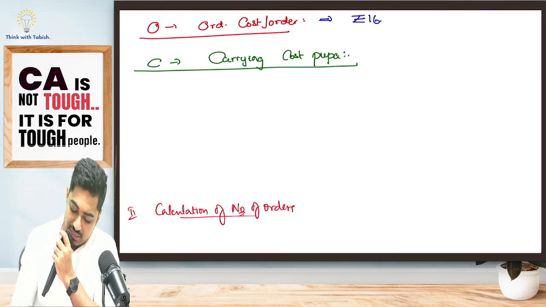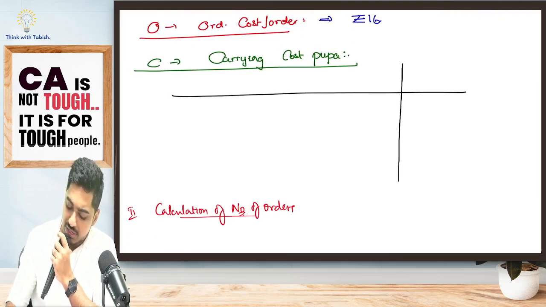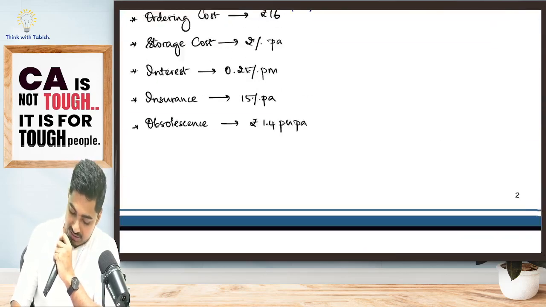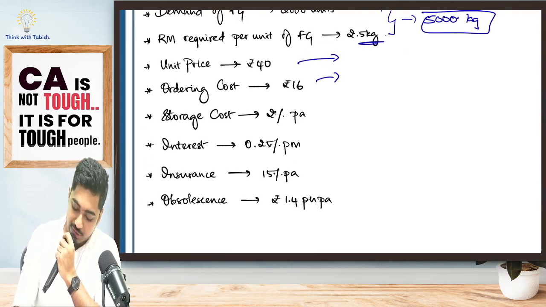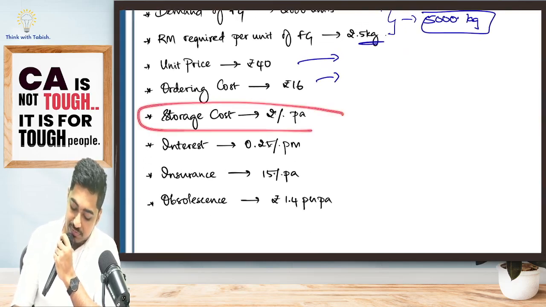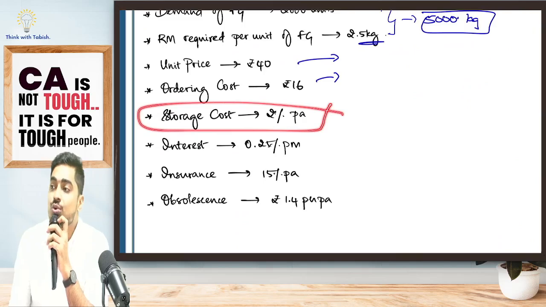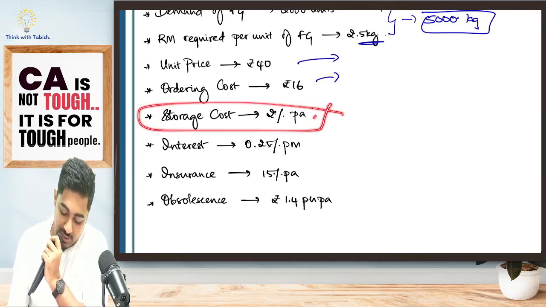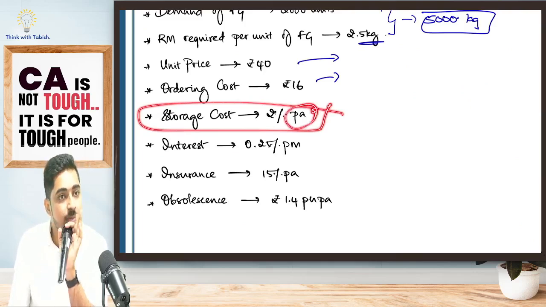Simple, everyone. Look at this. Absolutely no need to complicate. I want every item how? Pupa. Firstly, tell me what is given. Storage cost is given. Storage is a part of carrying cost. How much is storage? 2% per annum. I also want per annum.